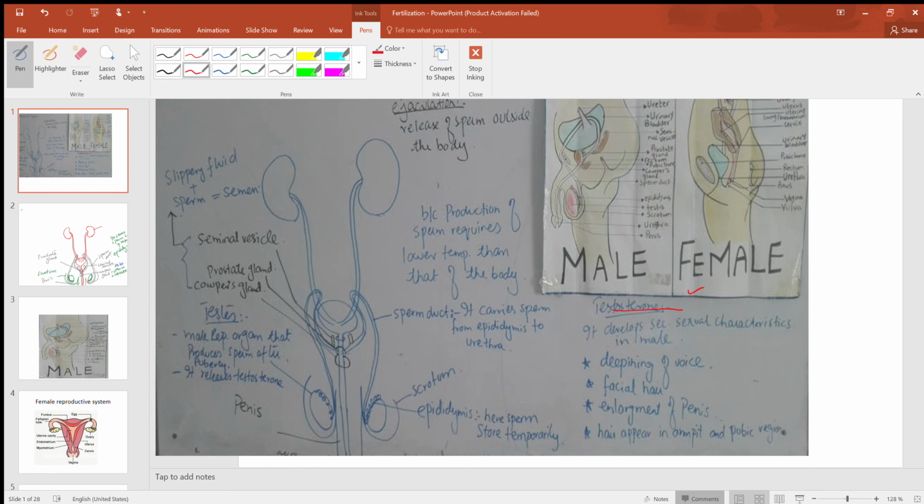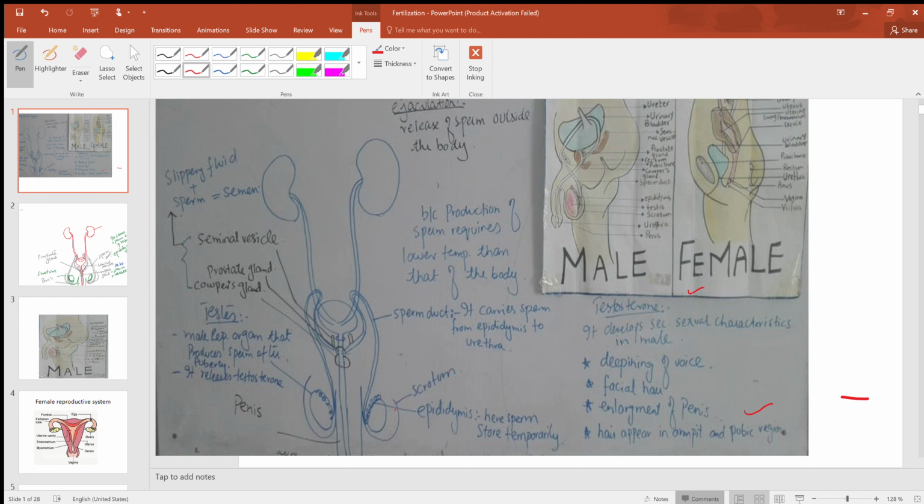What is the function of the testes? It is to produce sperm after puberty. Another function of the testes is the production of a hormone named testosterone. Now, what is the function of this hormone? It develops secondary sexual characteristics in males. What are the secondary sexual characteristics present in males? Deepening of voice, facial hair, enlargement of penis, and hair appearing in the armpit and pubic region. You have to learn it.